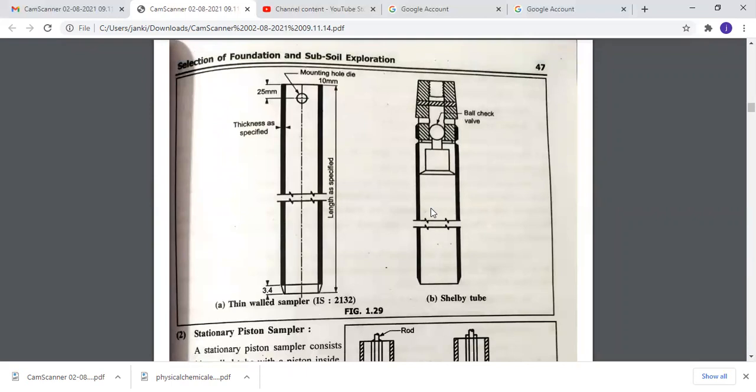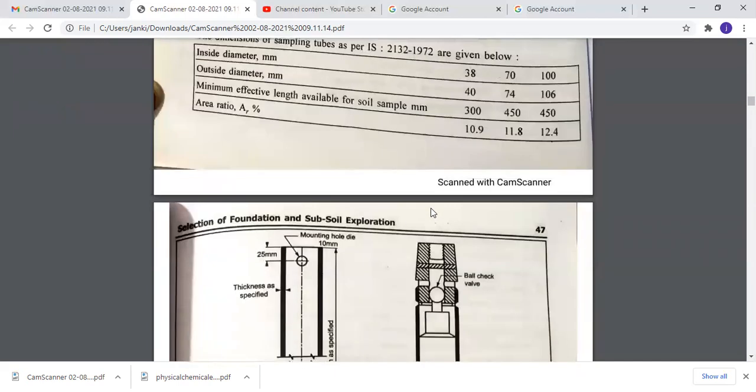So as per the code of practice for thin wall tube sampling of soils, it basically consists of a thin wall seamless sampling tube made of steel, brass or aluminum. The lower end of the tube is beveled to form a cutting edge and is tapered to reduce wall friction, right?